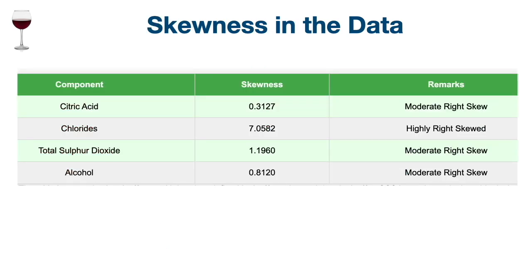Calculated the skewness of the variables, and the calculations are tabulated here. It also reveals that chlorides are highly skewed and the rest of them are moderately right skewed.